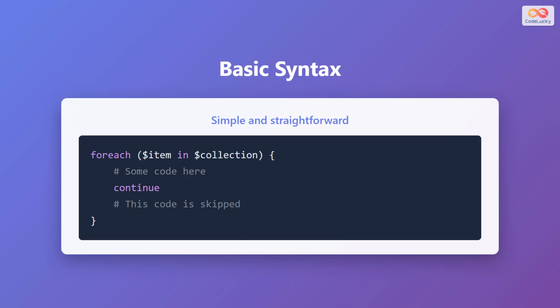The syntax for continue is extremely simple. Inside any loop, such as a Foreach loop, you can place the continue keyword wherever you need it. When the code reaches the continue statement, PowerShell skips all the code below it for that iteration and immediately proceeds to the next item in the collection. Any code written after the continue statement in that iteration will not be executed.